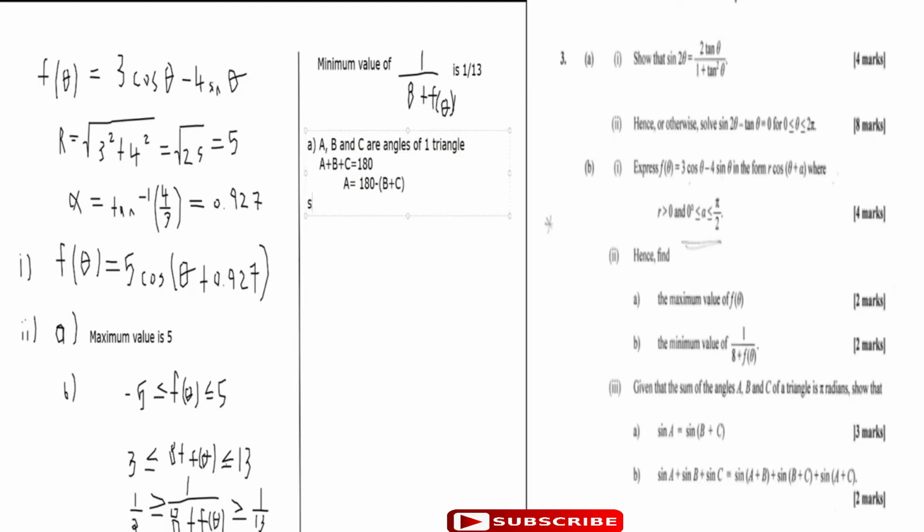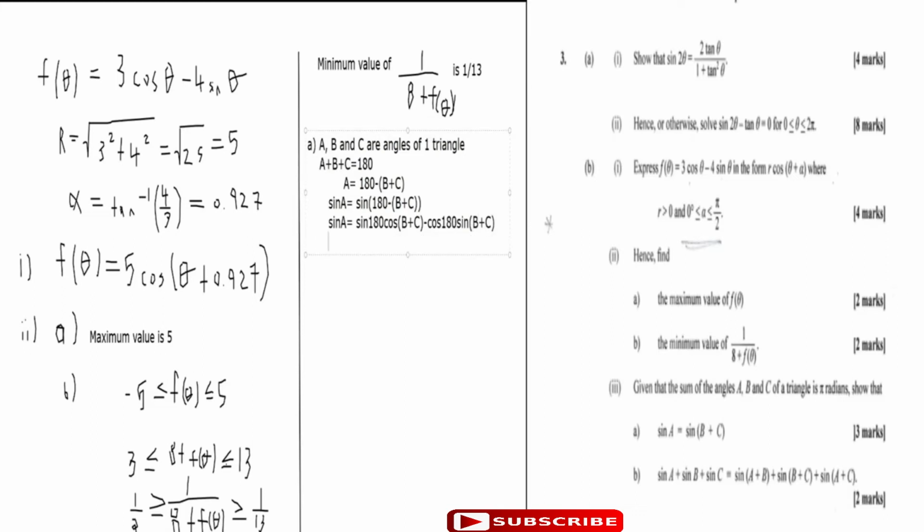I'm then going to take the sine of both sides. And so what I'm saying is that the sine of A is equal to the sine of 180 minus B plus C. Now, think of this as the sine of A minus B. So this is going to equal the sine of 180 times the cos of B plus C, minus the cosine of 180 times the sine of B plus C.